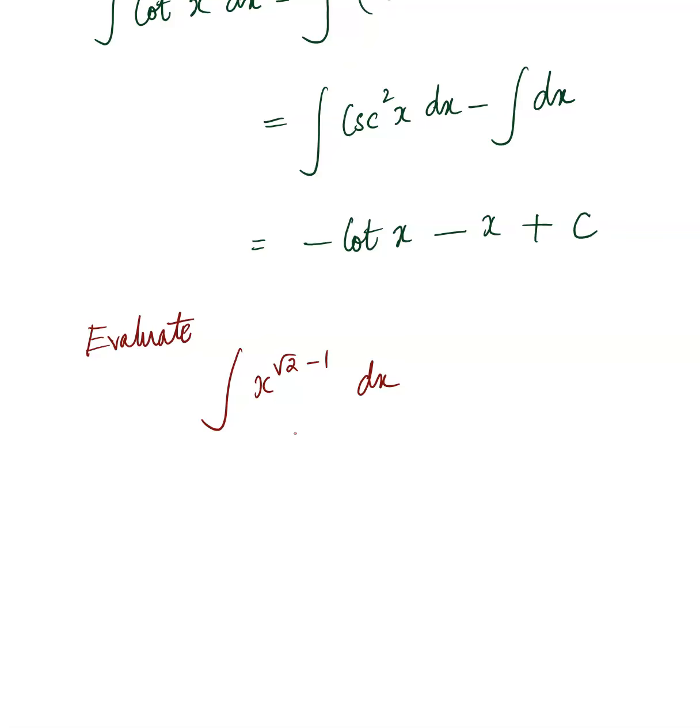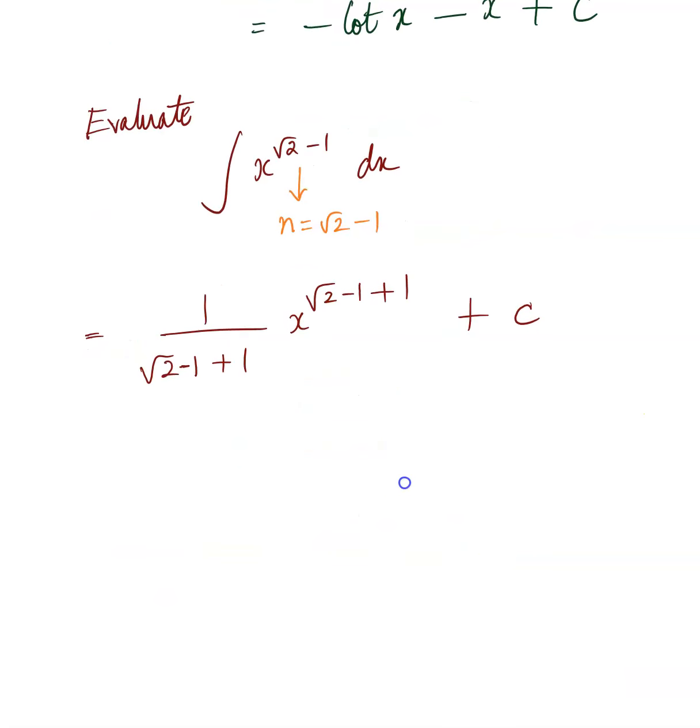You go ahead and use the formula. But just remember, here your n is root 2 minus 1. So remember to add 1 to it when you apply the formula. So that will be 1 over root 2 minus 1 plus 1, x power root 2 minus 1 plus 1, n plus 1. Right? And that is just a step away, where it's 1 over root 2 x power root 2 plus c.